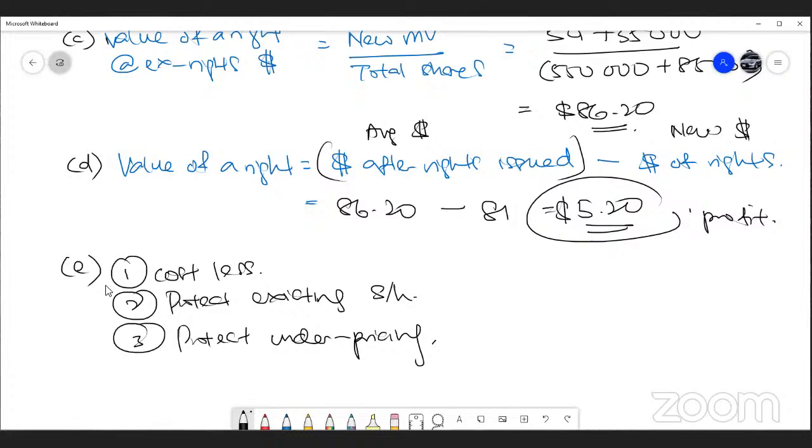So this is the theory. These are the 3 reasons why shares and not cash. All right. No issues? Still no issues. I'll move on.